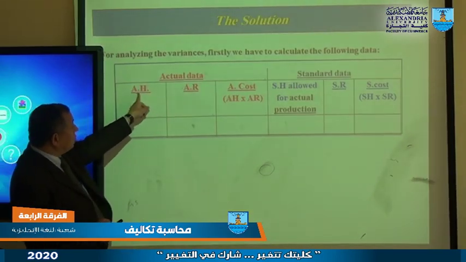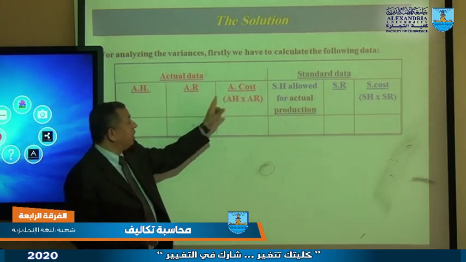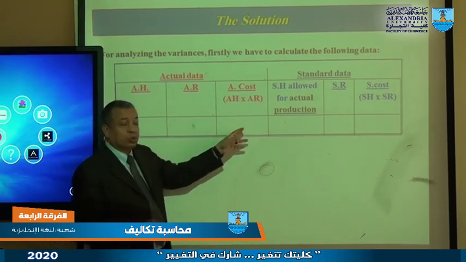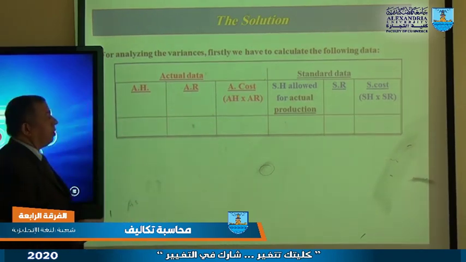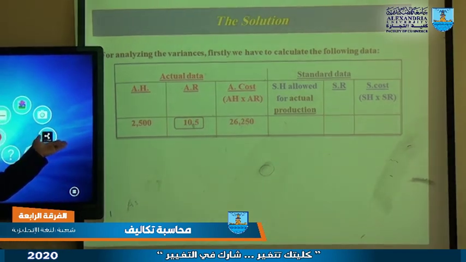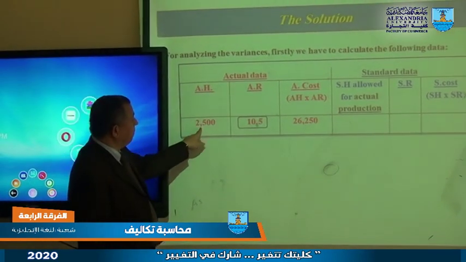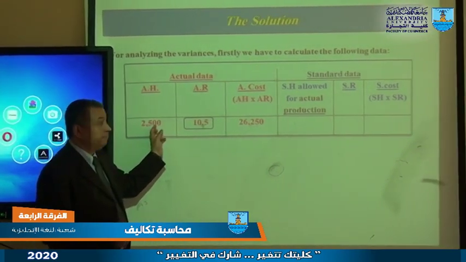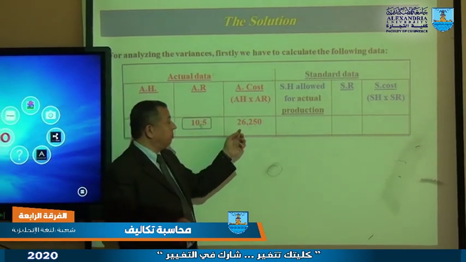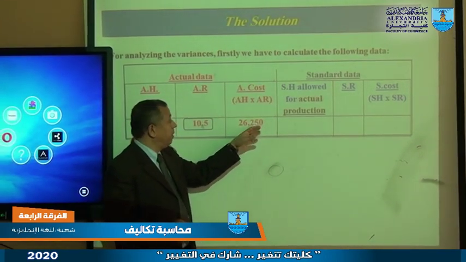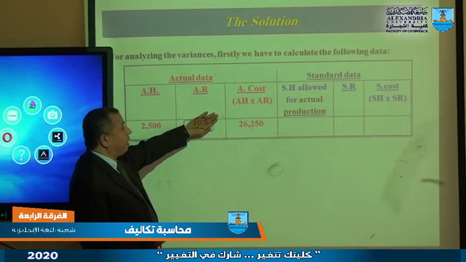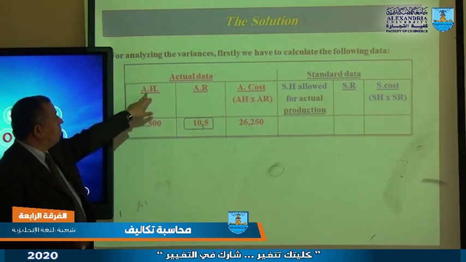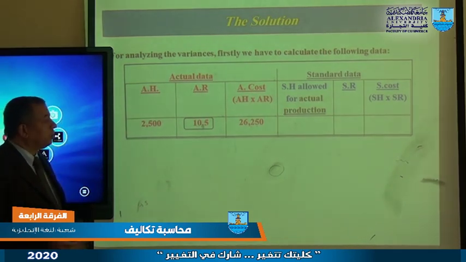I have actual hours and the total cost, but I don't have the actual rate. It's not very simple. If I have actual hours and actual cost, I can get the actual rate. This is how to calculate it. You have actual hours 2,500 and actual cost 26,250. So how do I calculate the actual rate? I will divide actual cost by actual hours to get the actual rate.